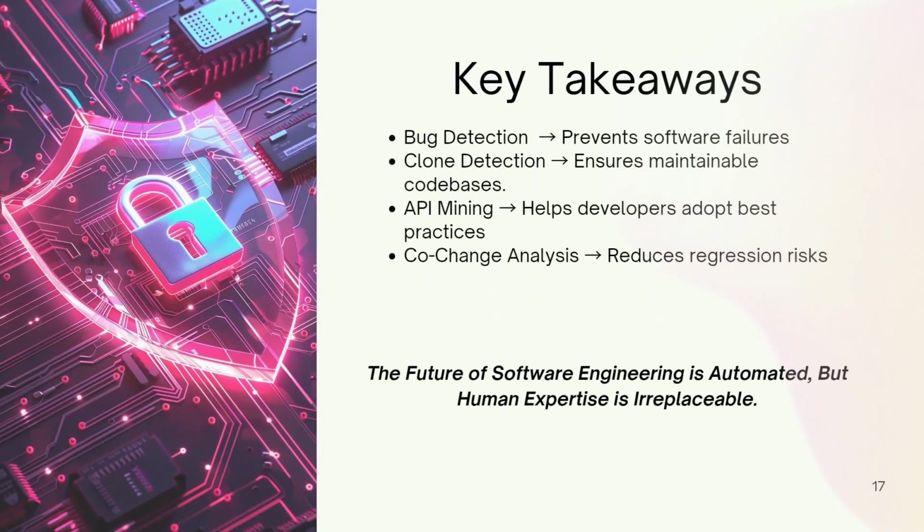Let's look at some key takeaways from this paper. To summarize, source code mining has transformed software development by automating bug detection, improving code reuse, and enhancing maintainability. Bug detection tools like PR Miner prevent software failures, while clone detection tools like CP Miner ensure cleaner and more maintainable code bases. API usage mining helps developers adopt best practices, and code change analysis reduces regression risks in larger projects. However, the field is still evolving, and there is a strong need for integrated mining tools that combine multiple techniques into a single solution.